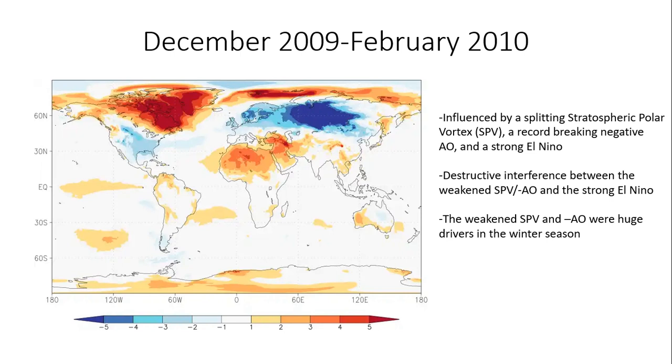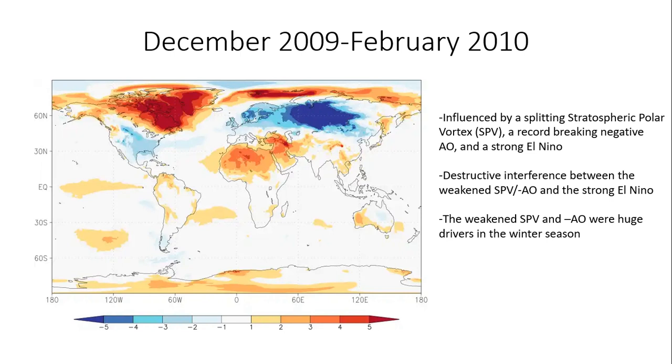All right, so this winter in particular, December 2009 to February 2010, was influenced by a splitting stratospheric polar vortex, a record-breaking negative Arctic oscillation, and a strong El Nino year. So we had a lot of what I referred to in last week's video as destructive interference. Destructive interference occurs when one teleconnection, or maybe two teleconnections, are working against another teleconnection.